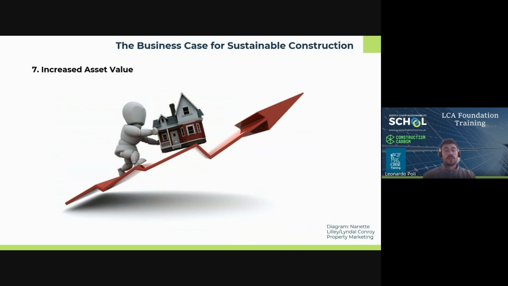Then we're moving on to increased asset value. From an economic perspective, the built environment represents a significant opportunity and is expected to grow within the next decade. Based on data from the G20 Task Force for Climate-Related Financial Disclosure, green buildings will represent a 24.7 trillion investment opportunity by 2030. In the context of real estate, recent years have seen a green premium, or an increase in value of built assets due to sustainable construction practices.